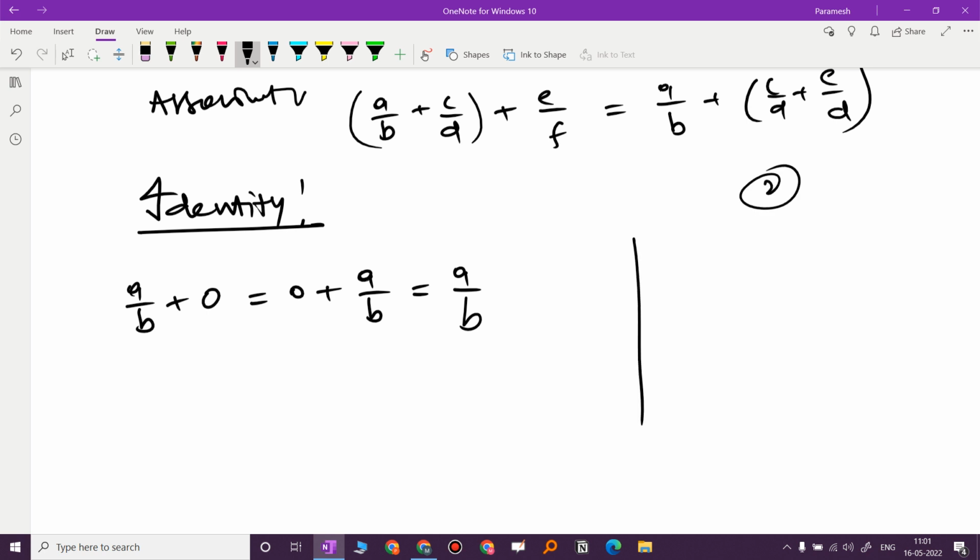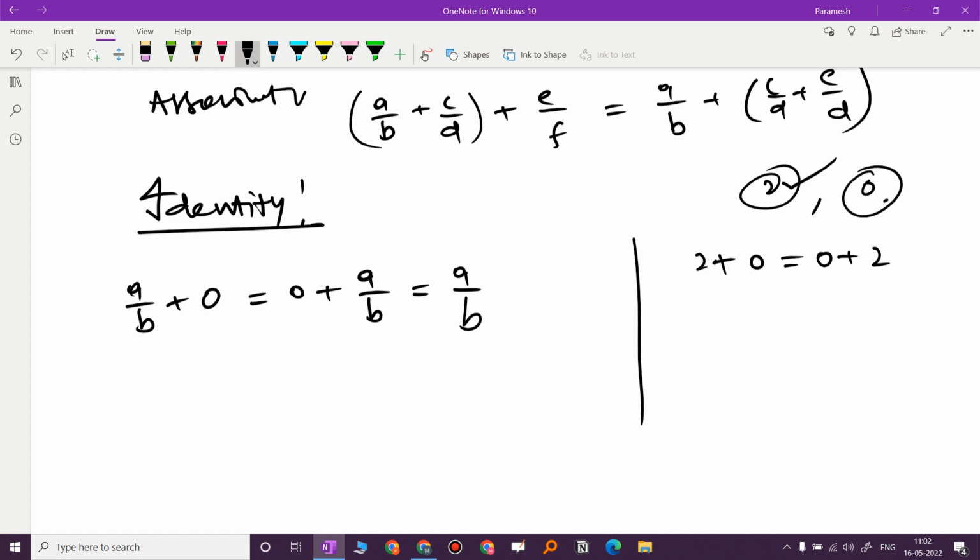Suppose 2 is a natural number. Suppose 2 plus 0 is equal to 0 plus 2. Why? Because here 0 is not a natural number, so here we take 2 and 0. 2 is an integer and it is also a natural number, but 0 is an integer but not a natural number. So that's why the natural number set does not satisfy the identity property under addition.